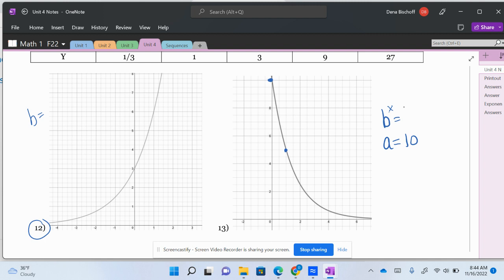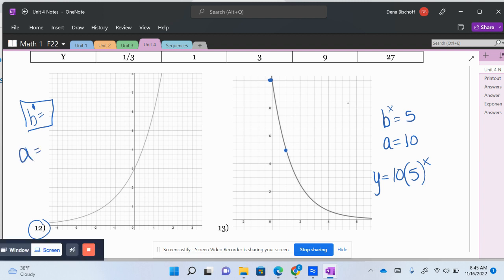I'm counting by 2s. So let's see, 2, 4. It's right in between 4 and 6. It's exactly in between 4 and 6. 5. So my exponential function is 10 times 5 to the power of x. So when you guys do number 12, you need to figure out what happens when x is 1, right? Because when x is 1, that gives you b to the first power, which is b. And you need to figure out where you cross the y-axis, which is your a.